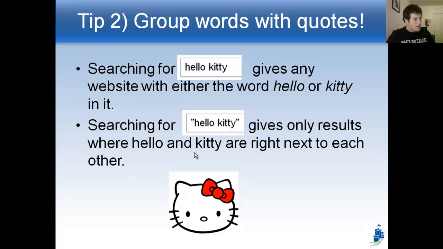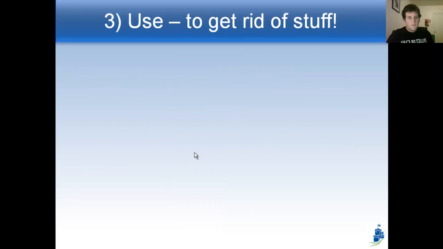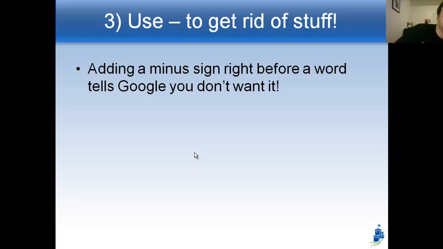So tip 1, no sentences. Tip 2, group with quotes. Tip 3, use the minus sign to get rid of things. Okay, so this is an important one. If you add a minus sign right before a word, it tells Google that you don't want it.